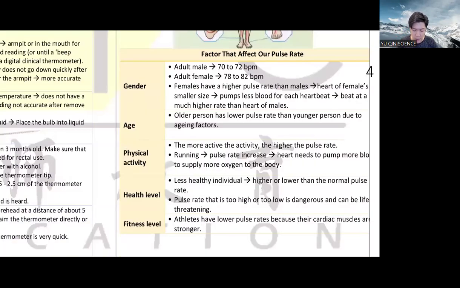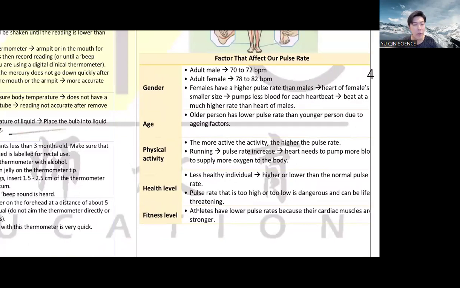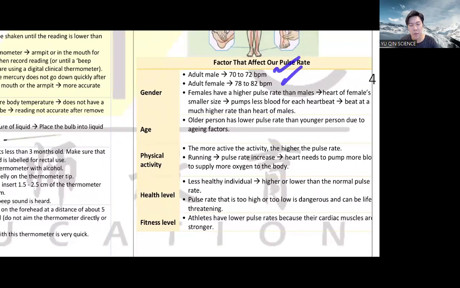These are the factors that affect your pulse rate. You actually did the same thing in form 3 last time. So gender: male and female are different. Male is slightly lower, female is slightly higher because the female heart is smaller, so it pumps less blood for each heartbeat.